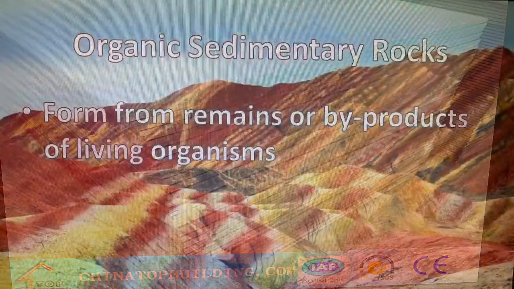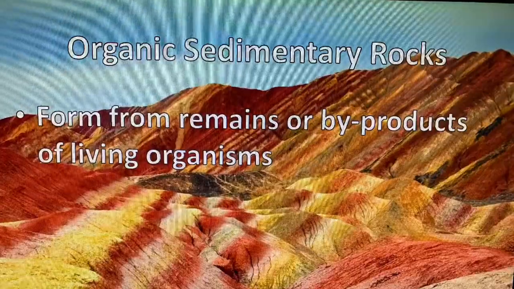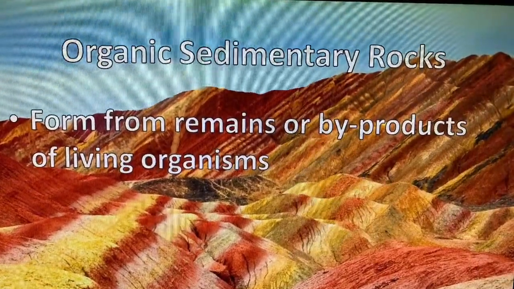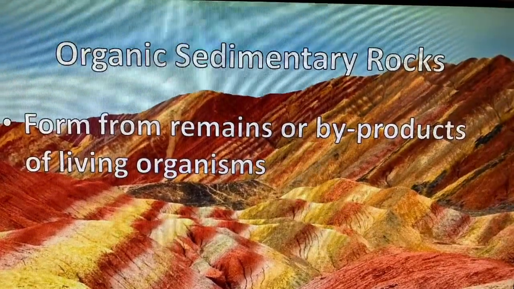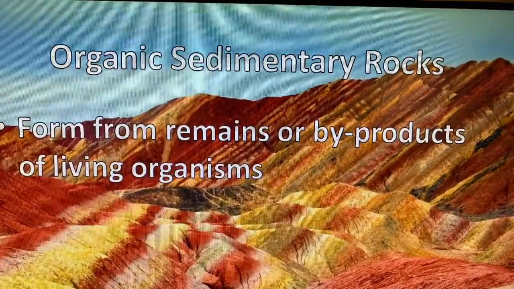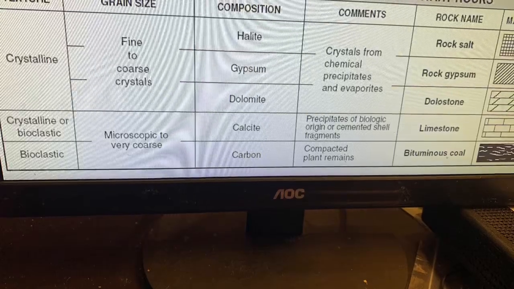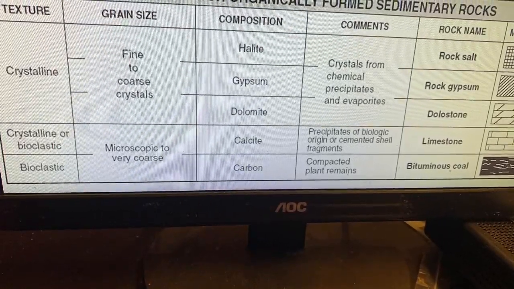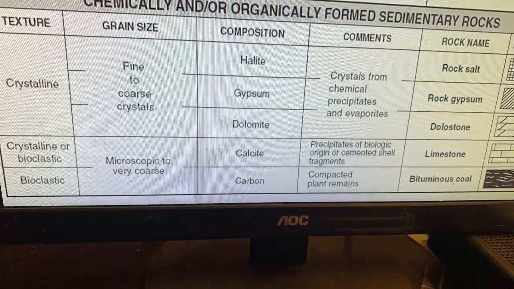The last group of sedimentary rocks we're going to talk about are the bioclastic or the organic sedimentary rocks. And these guys, or girls, or non-gender specific rocks, are going to form from either the remains or the products of living things. So these rocks actually come from creatures that used to be alive and died, or something that creatures made during their lifetime, and that collected in layers, was compacted, was cemented, and eventually turned into a rock.